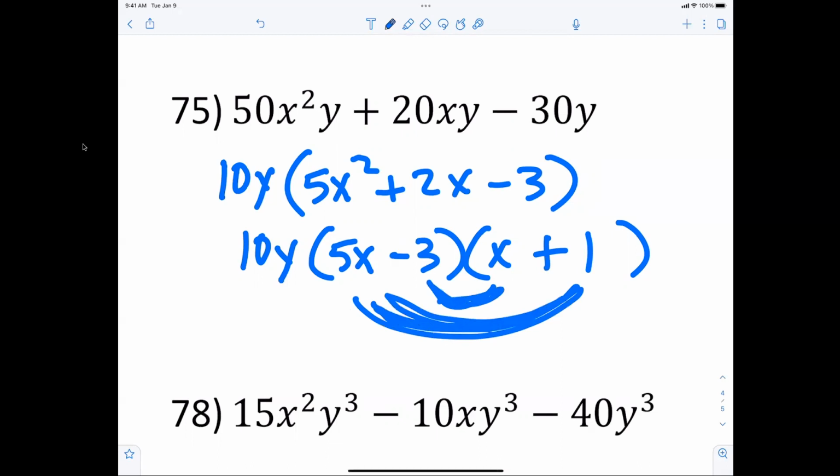All right. Now I need everybody to finish the left side.